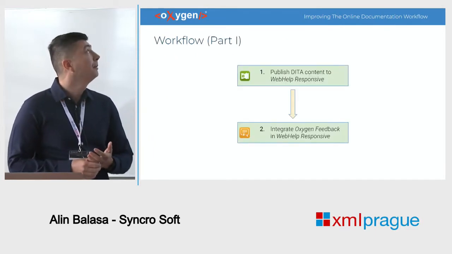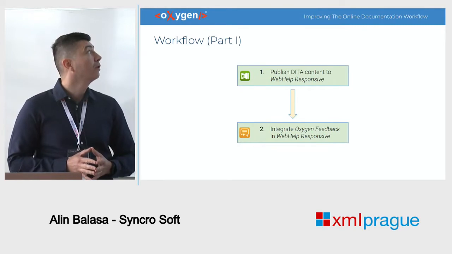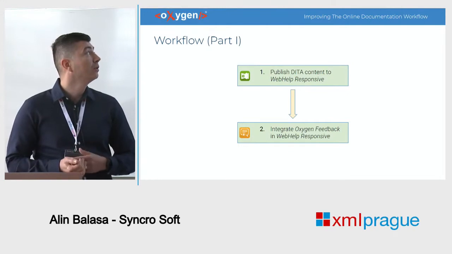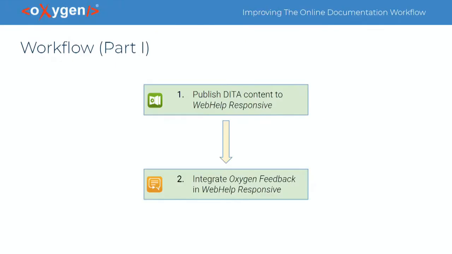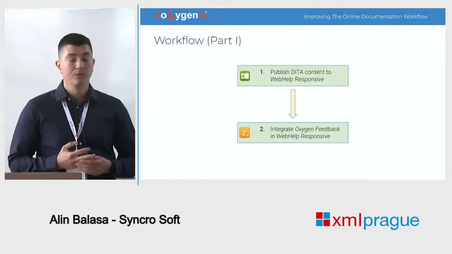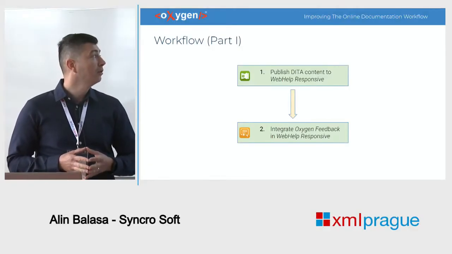The first part of the workflow I will discuss today is the initial setup. First of all, we'll need to publish our DITA content in an HTML format to make it available online. Next, we'll be integrating Oxygen Feedback to allow users to provide feedback regarding the documentation content, and also to ask questions about our product.